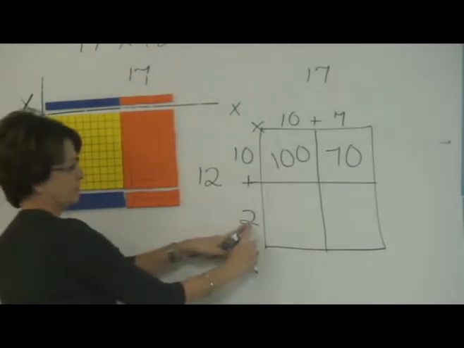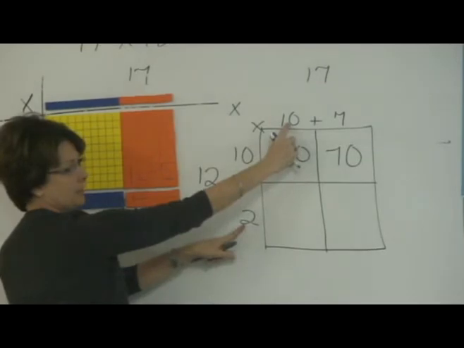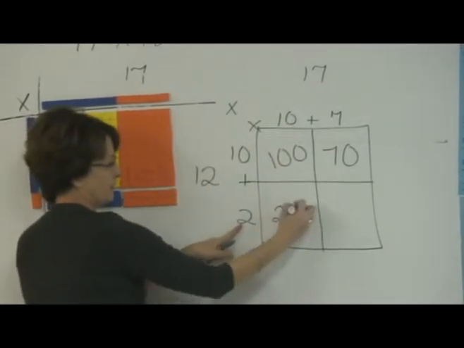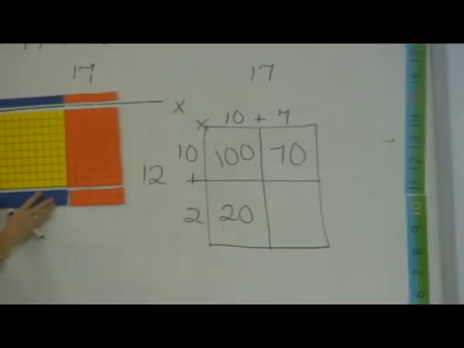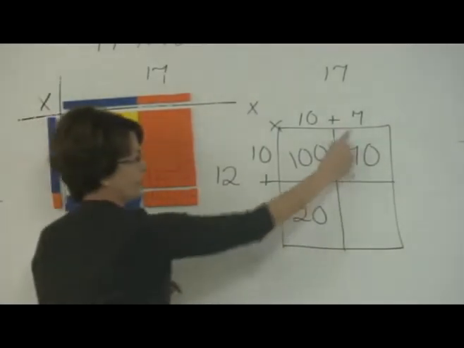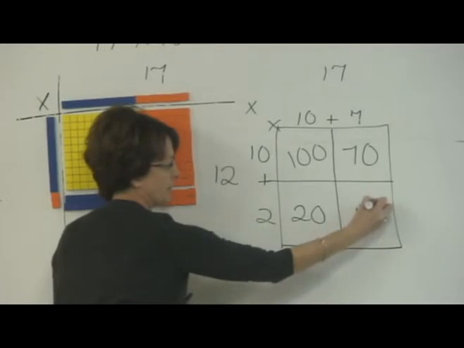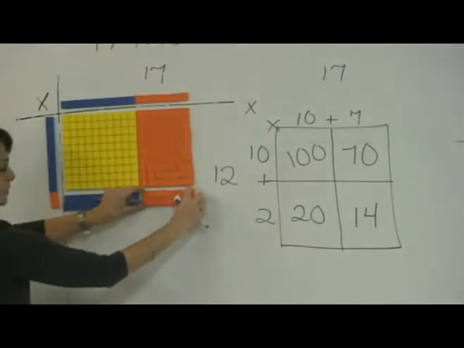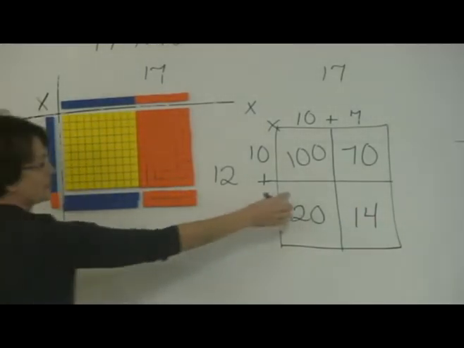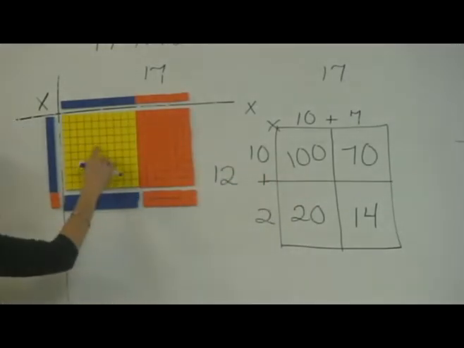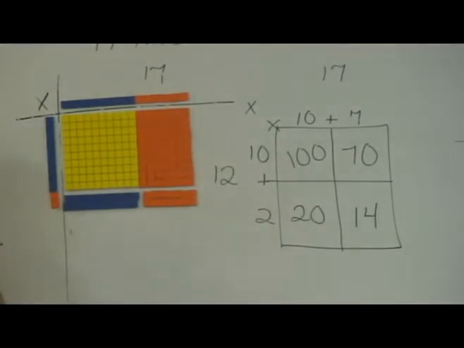Down here, if you added that, 2 times 10 is 20. Here it is in my area model over here, with my tiles, there's my 20. And then 2 times 7 is 14. And there's my 14 ones right there. So this takes the place of, or is a drawing for, all of this.